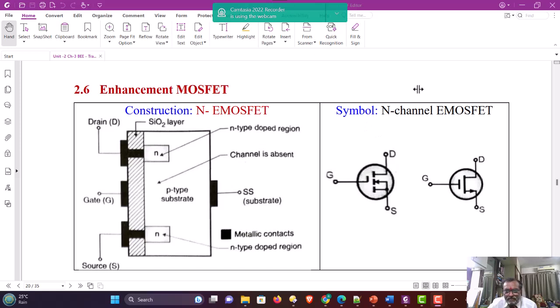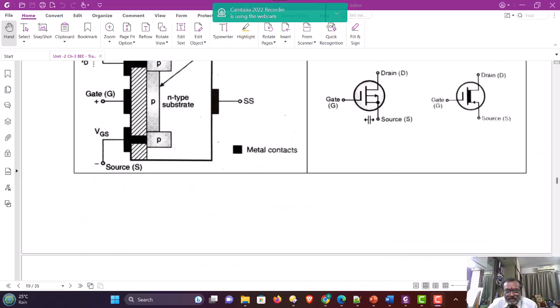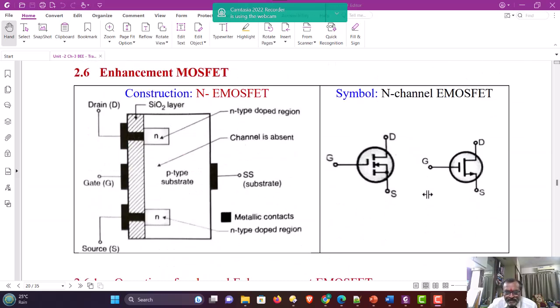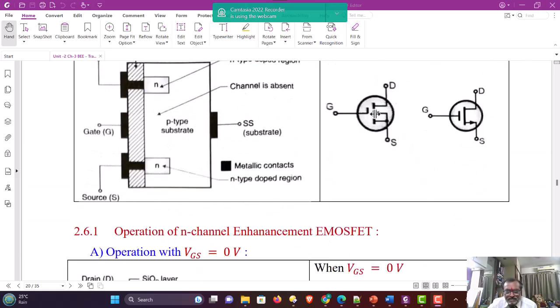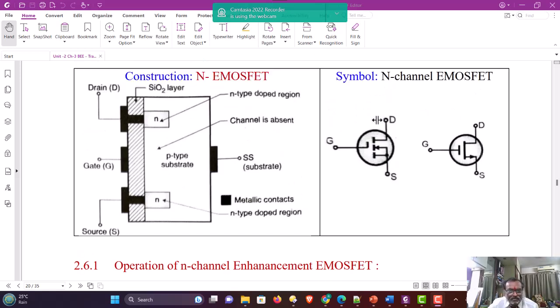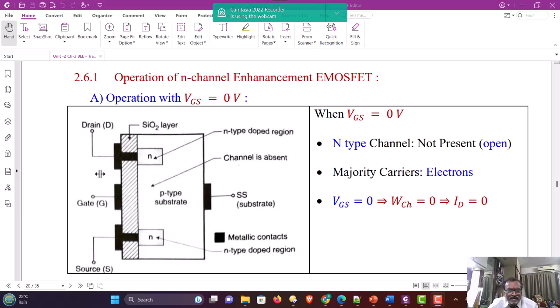The symbol of the N-channel enhancement MOSFET, E-MOSFET, is shown here. The difference you will note here is that the depletion symbol consists of a solid bar, whereas here the symbol consists of a dotted bar. This indicates the channel. So in the enhancement type of MOSFET, by default, there is no channel between drain and source when there is no voltage applied. Now the operation of the N-channel enhancement MOSFET.